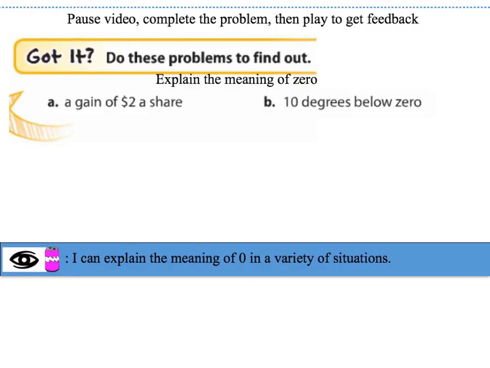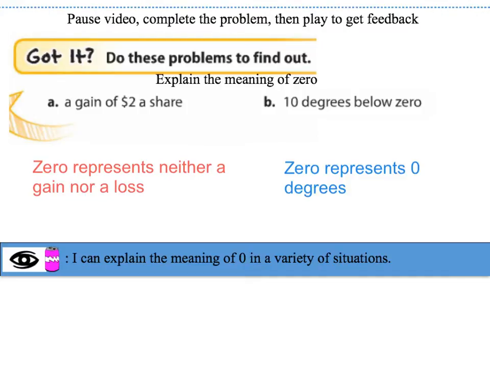So pause the video, complete these guided problems, and play it back for some feedback. Now that you had some time to work on these problems, it asks you to explain the meaning of 0 for each situation. So for letter A, the answer is 0 represents neither a gain nor a loss of money. For letter B, 0 represents 0 degrees.